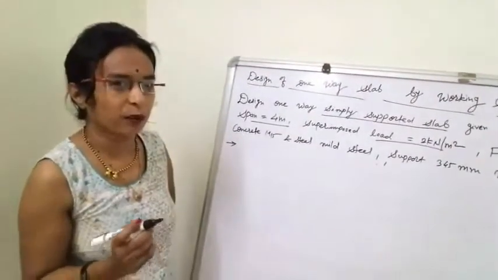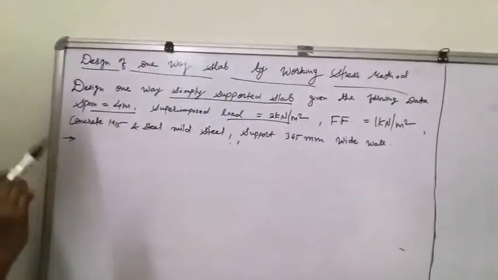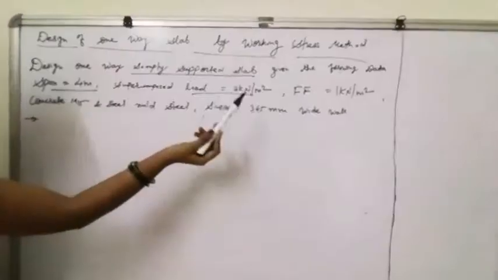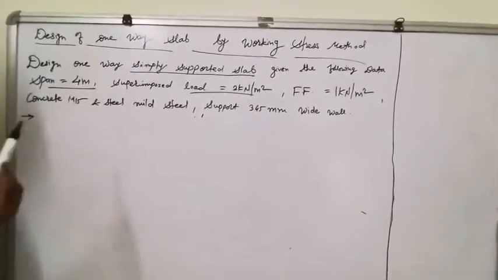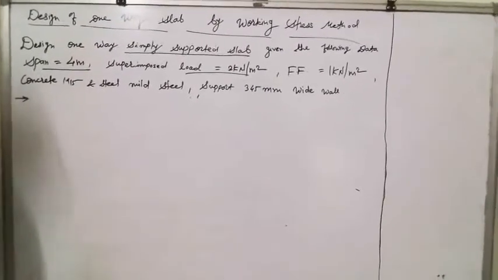Continuing our lecture number 5, design of one-way slab by working stress method. The example was: design a one-way simply supported slab given the following data. Like that, we had solved step number 1 and step number 2. Now, this one is lecture number 6.